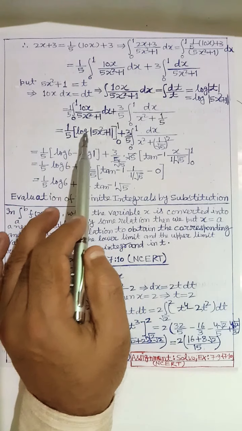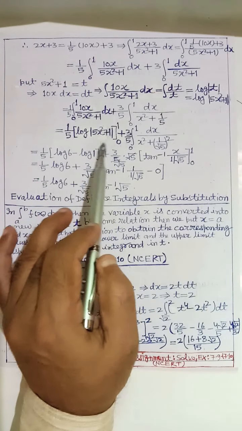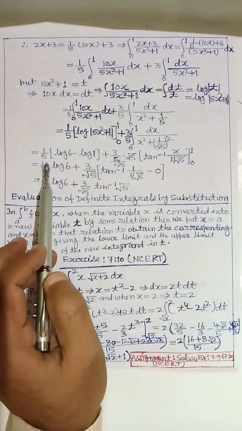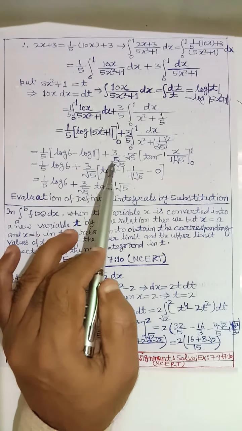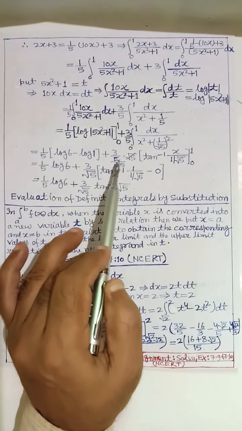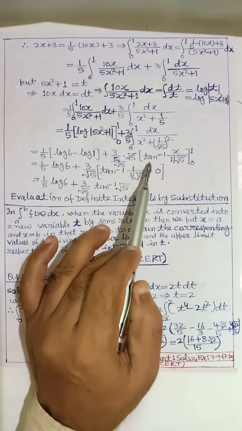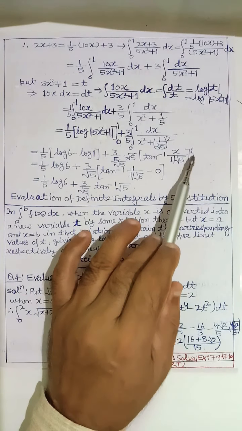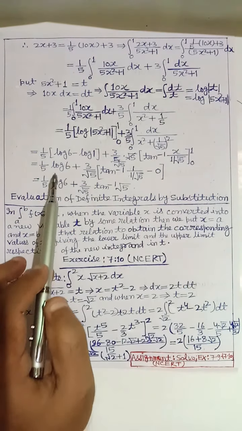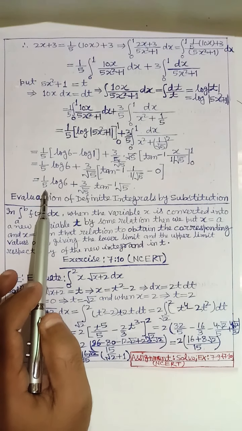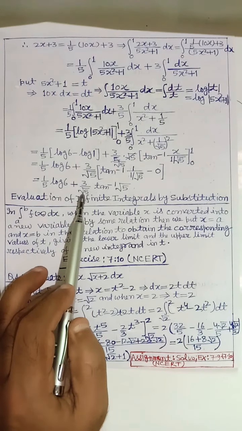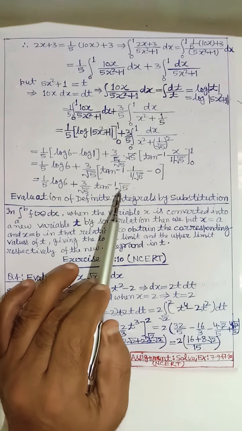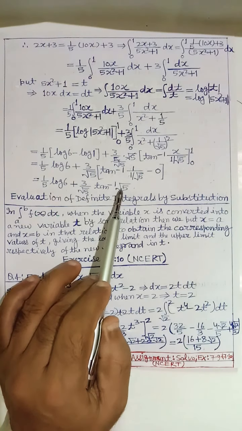and we solve. Here we get 1 by 5 (log 6 minus log 1), and here 3 by 5 into root 5 tan inverse (x by 1 by root 5) with limits from 0 to 1, and finally we get 1 by 5 log 6 plus 3 by root 5 tan inverse root 5.